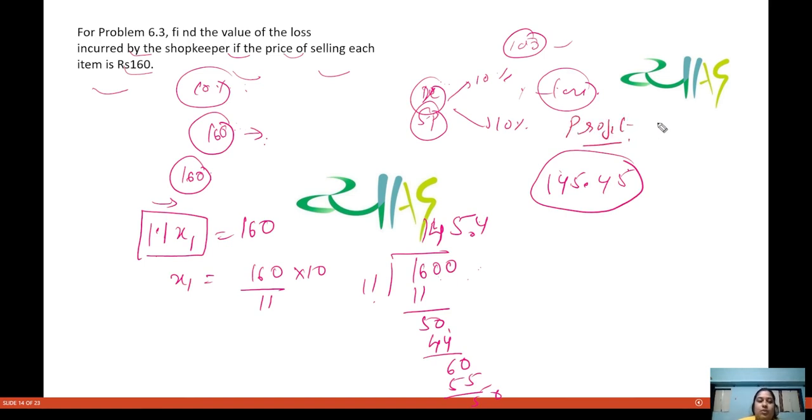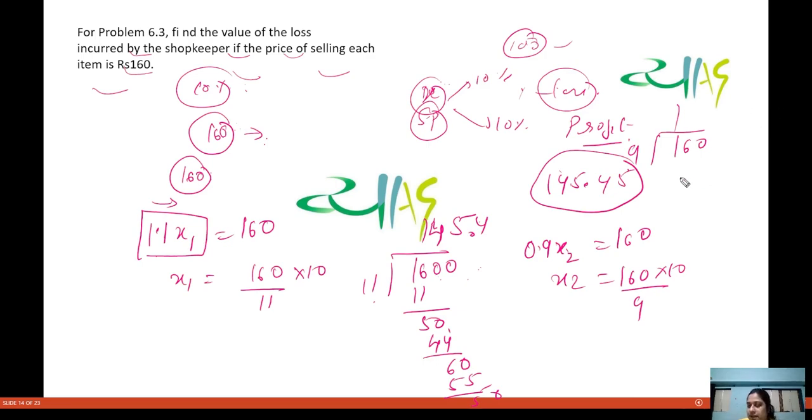And when we are having loss, 0.9 x2 is equal to 160. So x2 is equal to what? 160 into 10 by 9. Okay, so what are you going to get here? So definitely divide this 160 by 9. Okay, so 9 how many times? 9 2 times is 18, so 9 1 times only. Okay, and this is 70. So 9 7 times is 63. Again you are getting 70, 9 7 times is 63. Now this is 177.77, you will get this recurring.